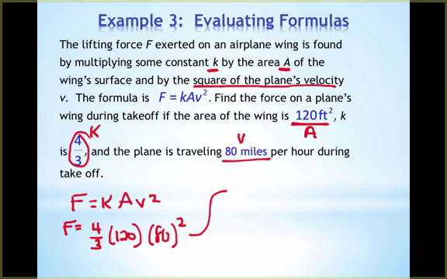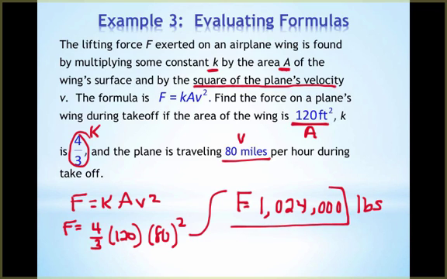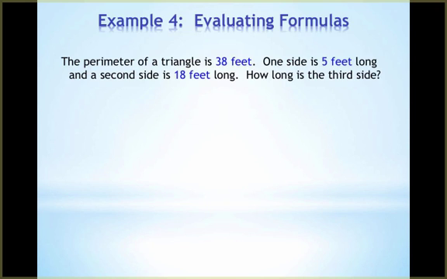So now I can use my calculator and do the computation. So if I do 4/3 times 120 times 80 squared, I get 1,024,000. And then the unit for force is pounds. So our answer would be 1,024,000 pounds.